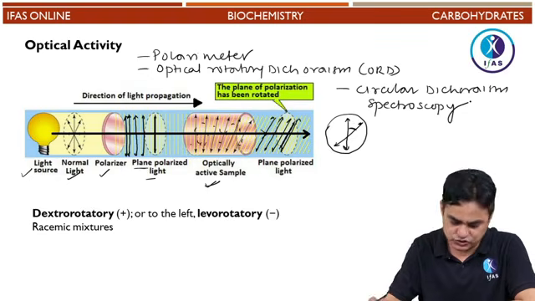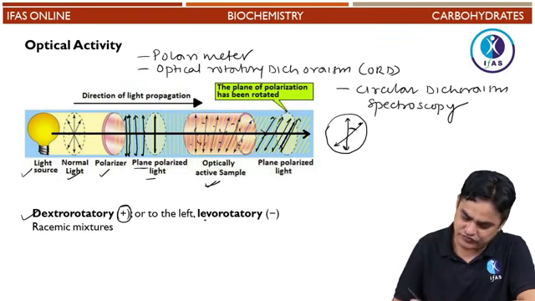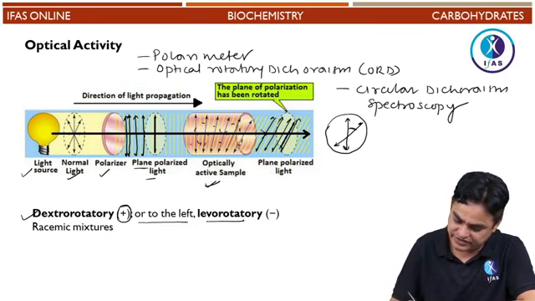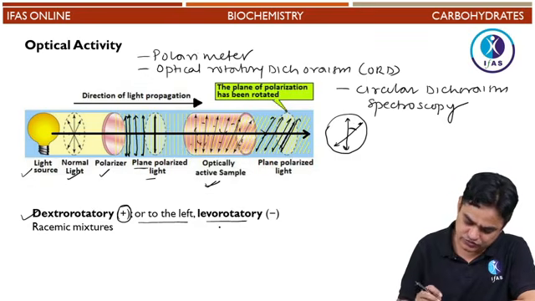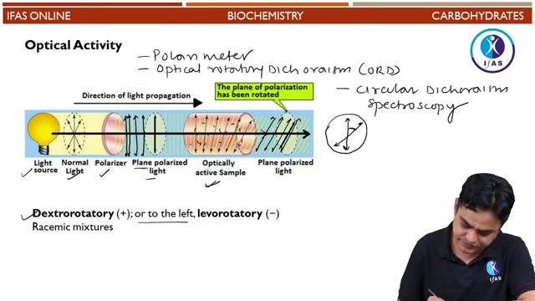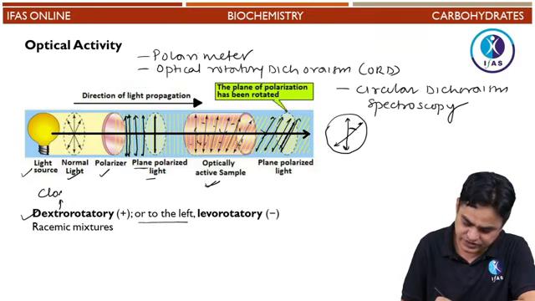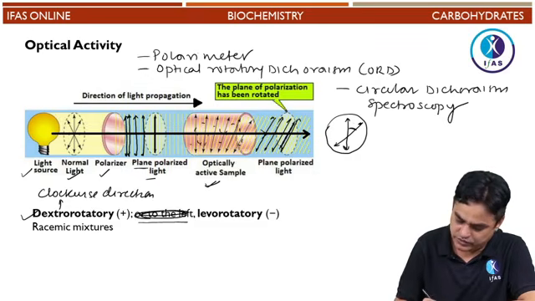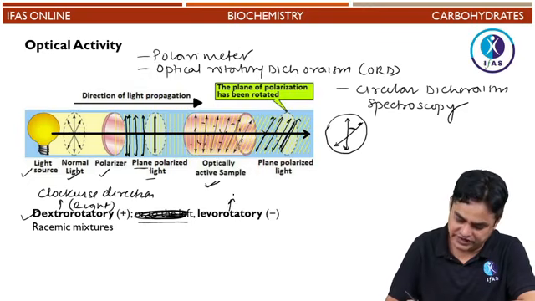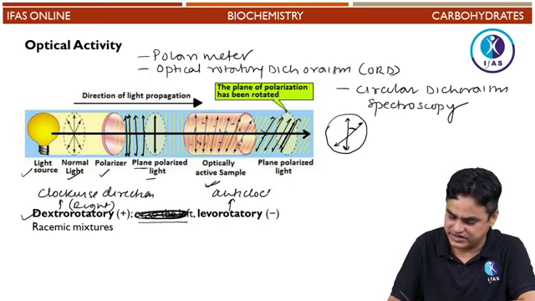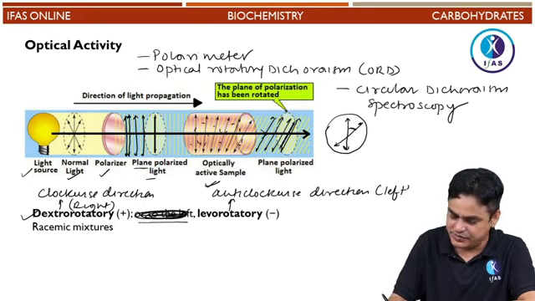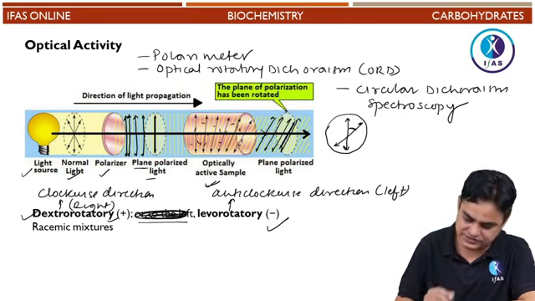Okay, so for dextrorotatory, the symbol is plus. They rotate the plane polarized light to the right. Dextrorotatory substances rotate the plane polarized light in a clockwise direction, also referred to as right, and levorotatory substances rotate it in an anti-clockwise direction, also referred to as left. The symbol for levorotatory is minus, and for dextrorotatory is plus.